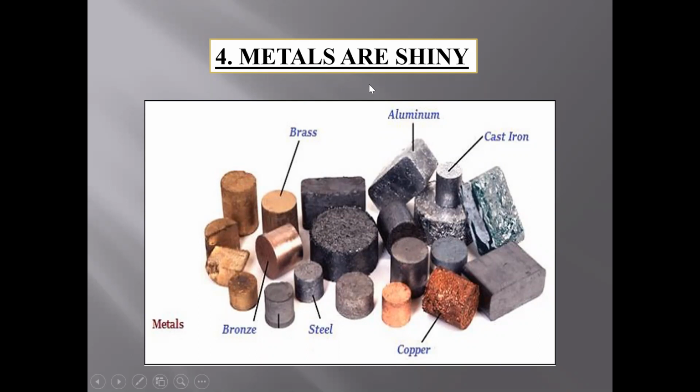Next is metals are shiny. Over here, the various kinds of metals, I have pasted as pictures in my slide, which show that be it brass, aluminium, cast iron, copper, steel, bronze, whatever it is, they are very much shiny, lustrous. Means whenever they are polished properly, they will glow immensely. But there is an exception too, like lead is a dull metal. It will not show any luster.